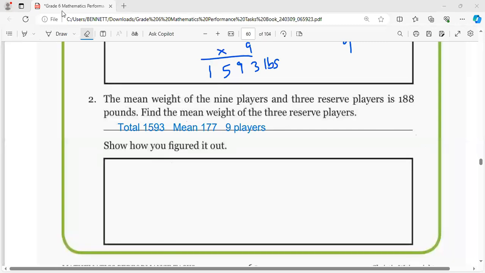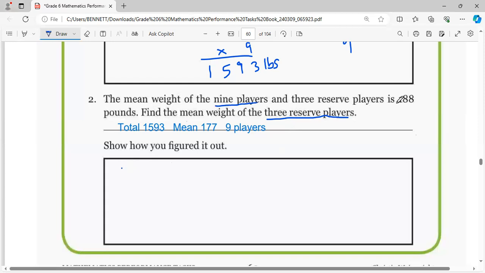Let's think about it now. We come back to how they calculate mean and everything. So they say now the mean weight of 9 players and 3 reserve players is 188 pounds. Find the mean weight of the 3 reserve players. Bear in mind that we know the mean and also the aggregate total of the 9 players. So let's reason with me. Many of you are on the right path, just one mistake. Let me just show you that.